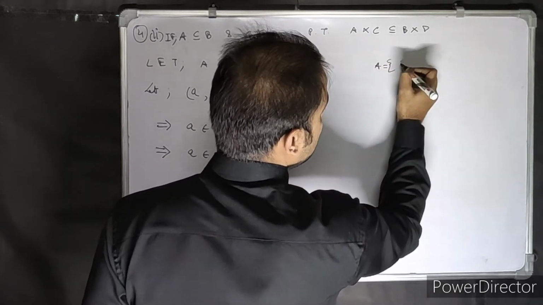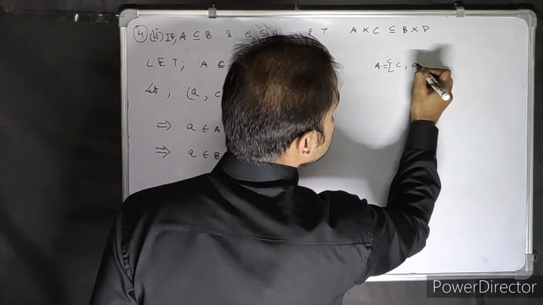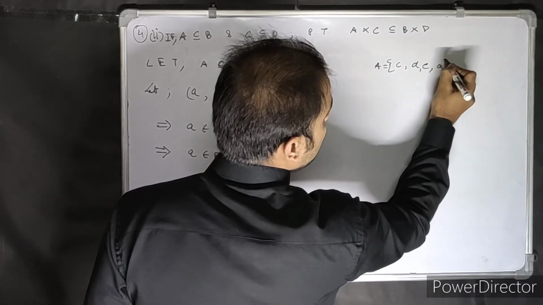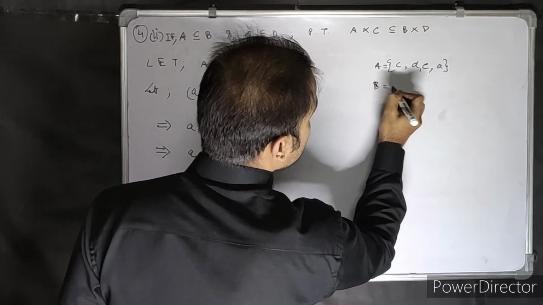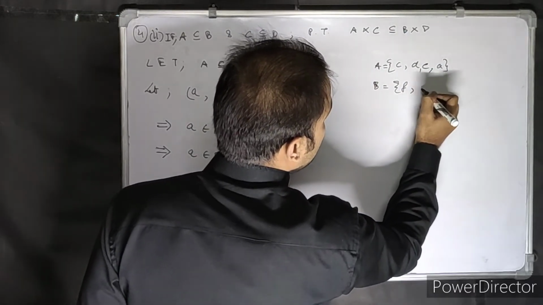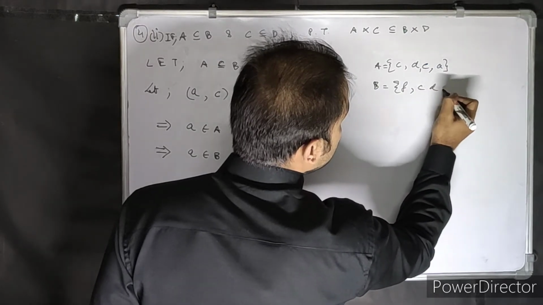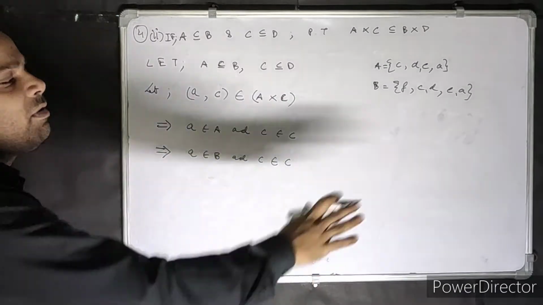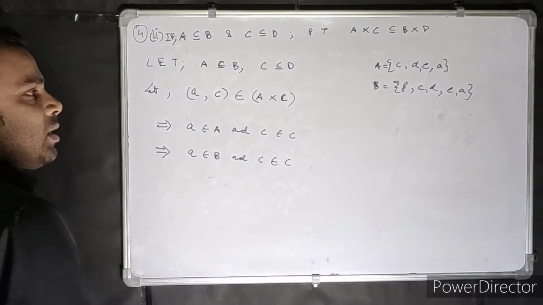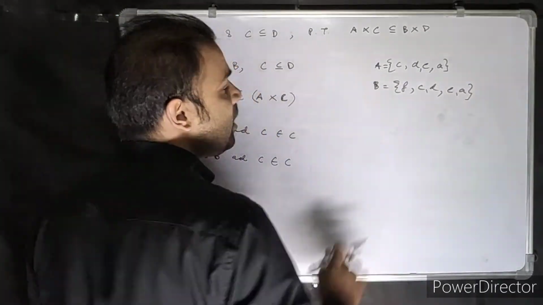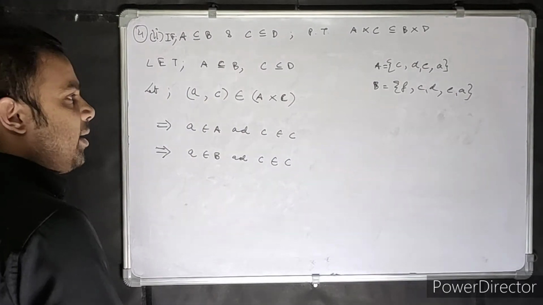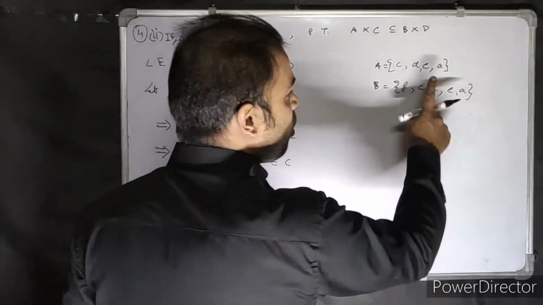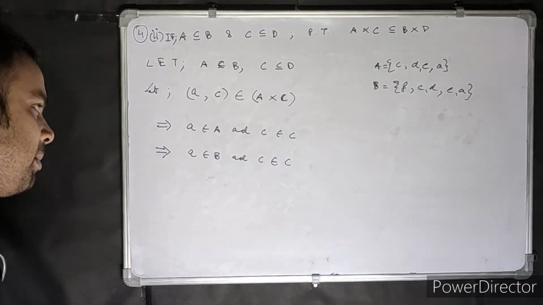When you write the set, suppose this is set A, it has say C, D, E, A. Then this is set B, it has say F, C, D, E, A. Whatever it may be, I don't have to write the set perfectly. It is a subset, which means both of them have the same elements.